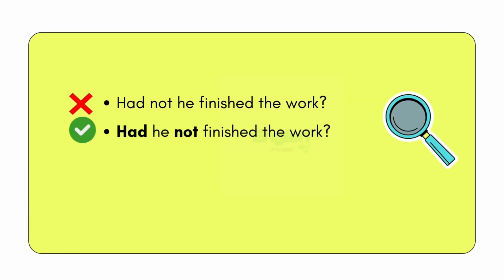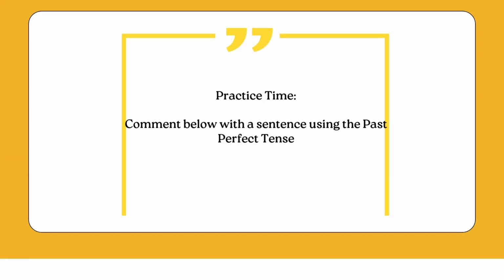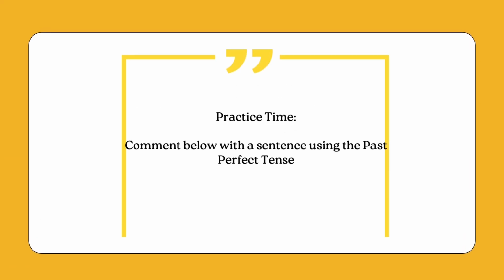Next, we don't say "Had not he finished the work?" Instead, say "Had he not finished the work?" This is how we frame an interrogative negative sentence. Always start with the auxiliary verb, followed by the subject, followed by "not" and the past participle, then the object.